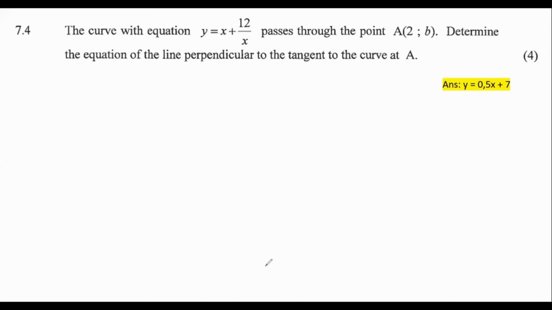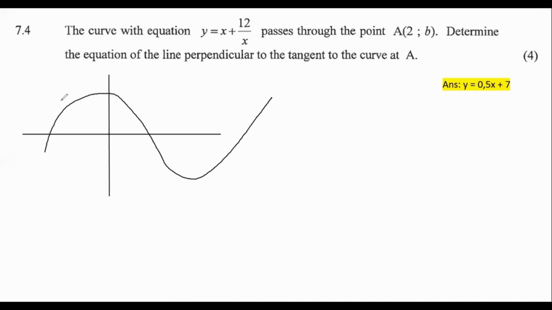So if we had a normal graph, let's draw a normal graph. And I'm not going to draw an accurate graph. I'm just going to make a random graph, like that. And let's say this point over here is the point A. Or no, that wouldn't make sense because they said x is 2. So let's say A is over here. So we put 2 and B. Right. Now they said, determine the equation of the line which is perpendicular to the tangent.